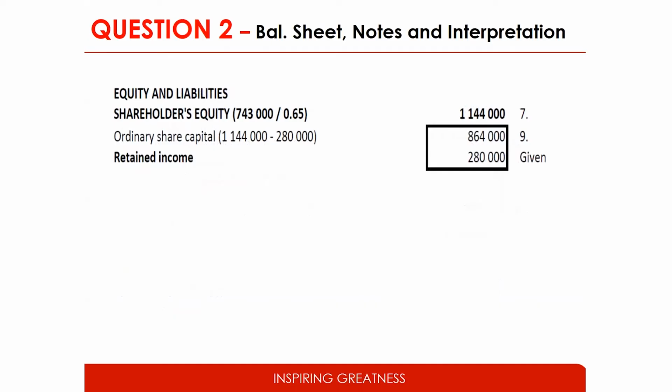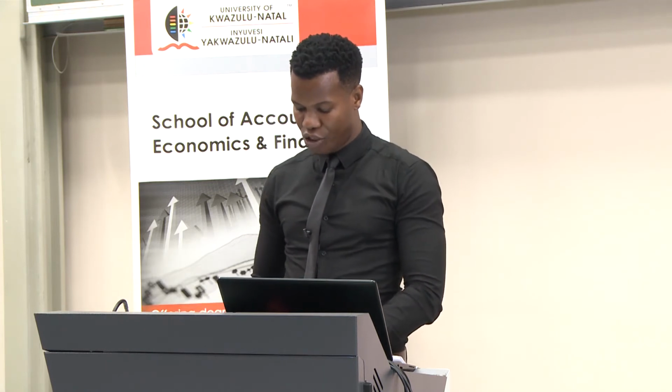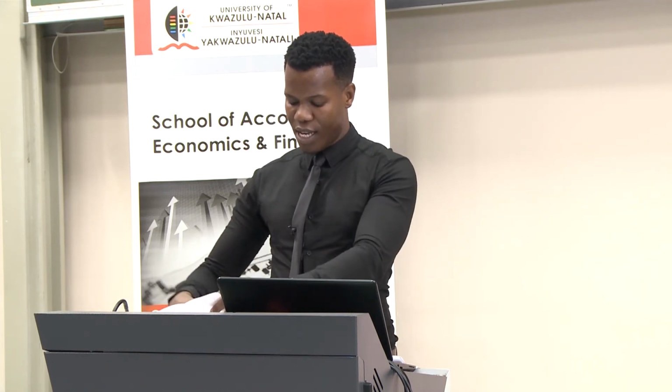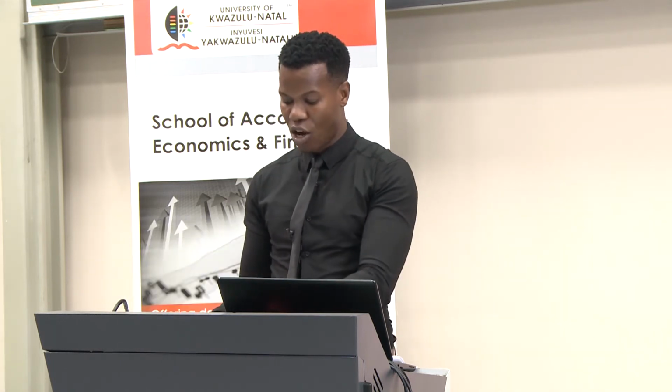Now, when we move again swiftly to number 7, you've got your shareholders' equity. Now you are given the information, your financial indicators. When you look at your debt equity ratio, your debt equity ratio dictates that you look at your total debt over the shareholders' equity. So you've got that shareholders' equity portion in that ratio.